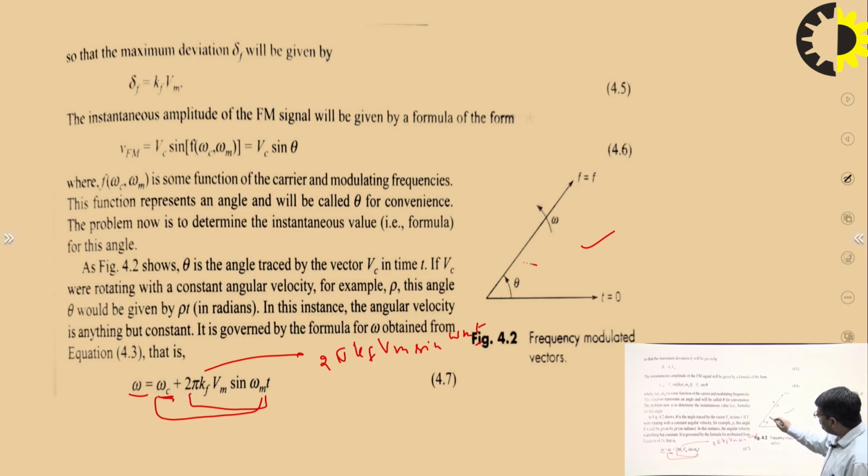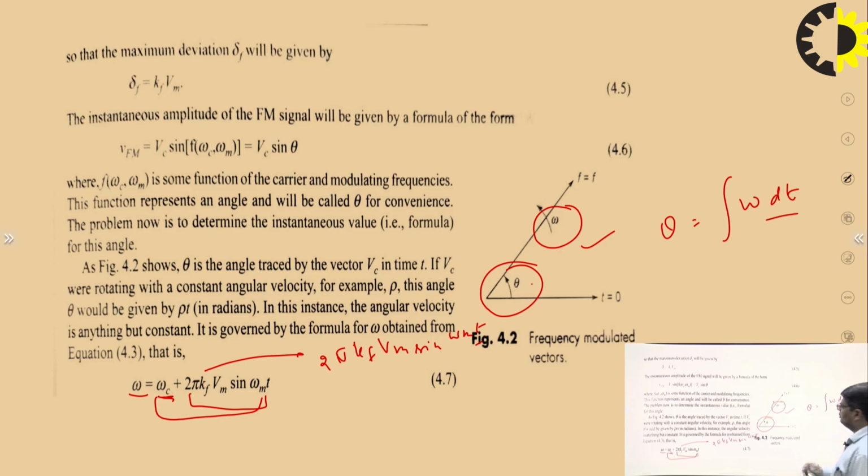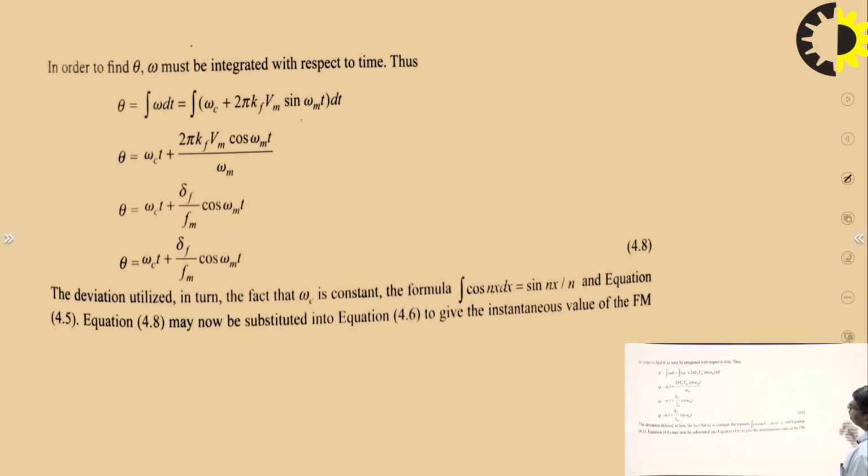As we have studied, we have to compute the value of theta in terms of the variation in omega. So the value of theta can be obtained by integrating omega, and that value we can put in the equation Vc sine of theta, as we did earlier. By integrating, we get omega c t, and then 2 pi kf Vm cos of omega m t by omega m.